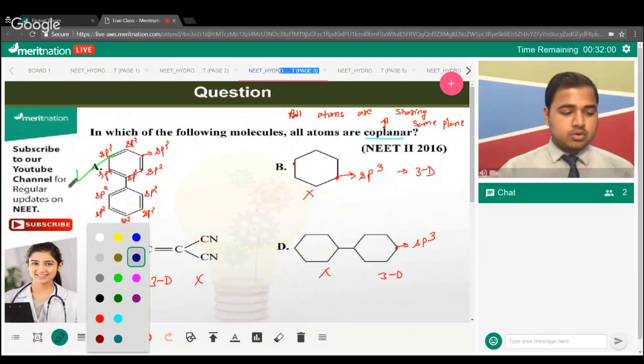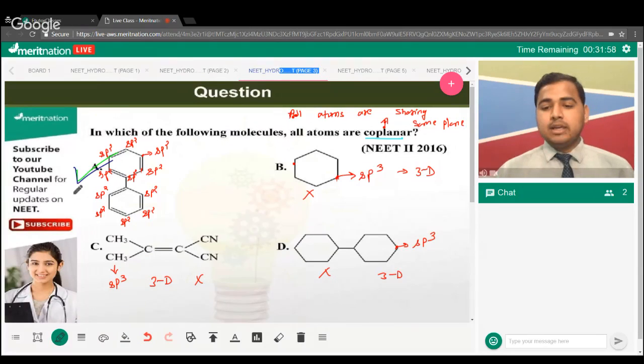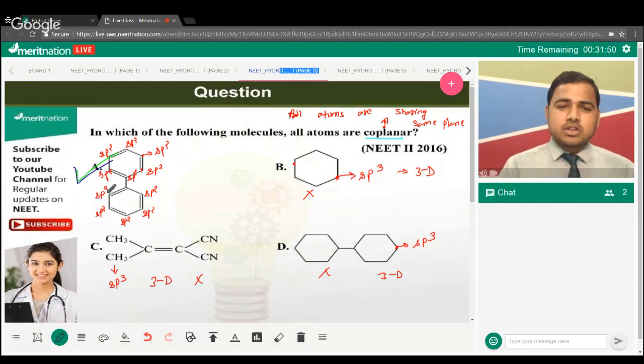I hope you understood this one. This A will be the correct answer. Clear to all of you? So not a very difficult question, a very easy question, only a hybridization based question, you can determine it. So hybridization you can discuss with the 3D geometry and the planar geometry. Let's move to the next question.